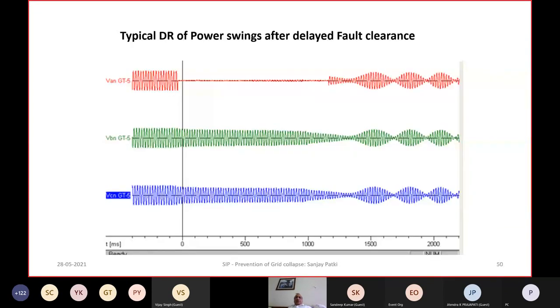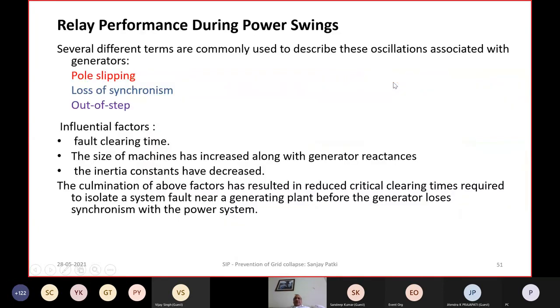Now, how do you handle swing? This is a typical example. This is again a real life FDR. There is a long single phase to ground fault. The fault got cleared here, and you can see the system went into oscillations. So this is the oscillation where you can see the voltage is going almost to zero. So this is the point where you can say one pole slip is completed. Now, how do we tackle this phenomenon of power swing?